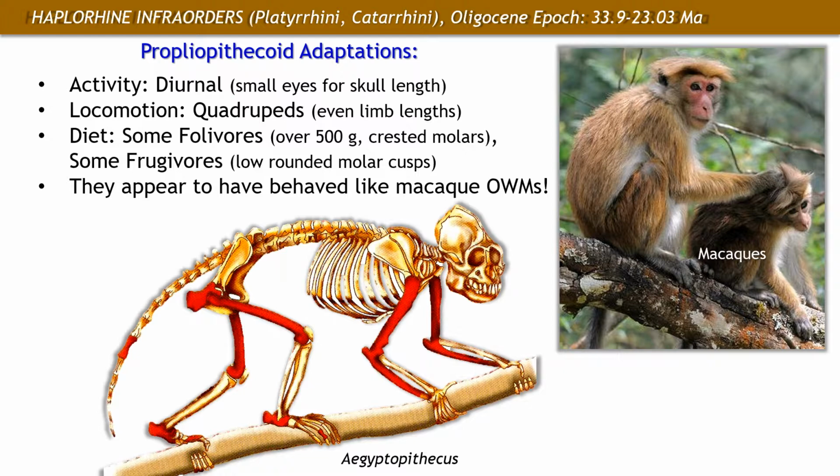Now, what about the Propliopithecoids? Did they behave like catarrhines? In activity, they were diurnal, small eyes for skull length. In locomotion, they were quadrupeds with even limb lengths. In diet, some were folivores over 500 grams with crested molars, and some were frugivores with low rounded molar cusps. They appear to have behaved an awful lot like macaque Old World monkeys. Macaques are one of the oldest of the modern Old World monkeys. This makes a lot of sense.